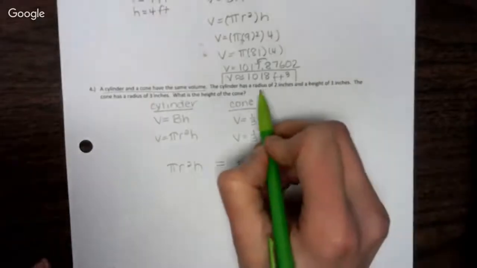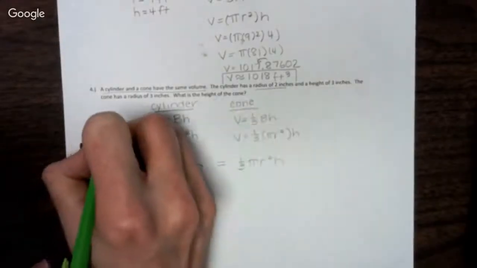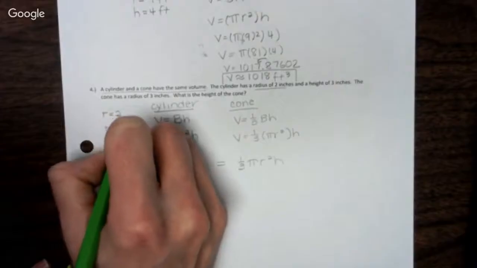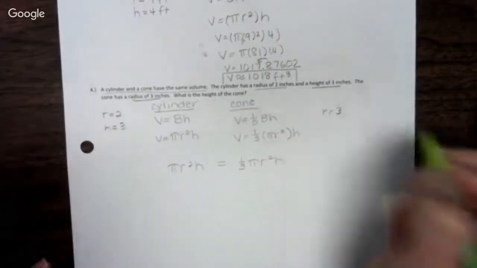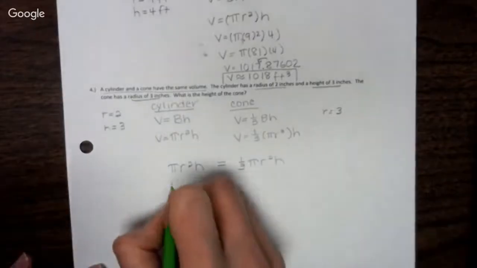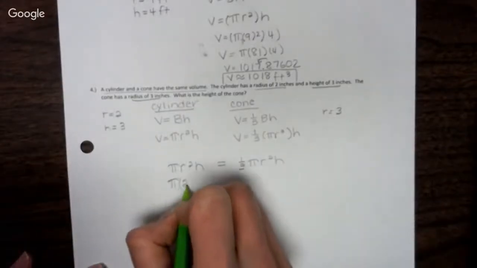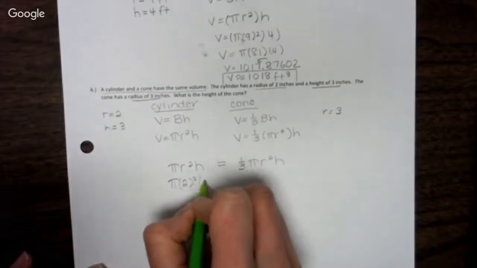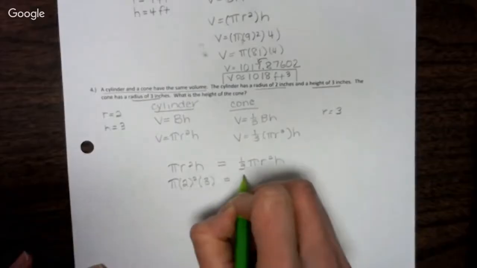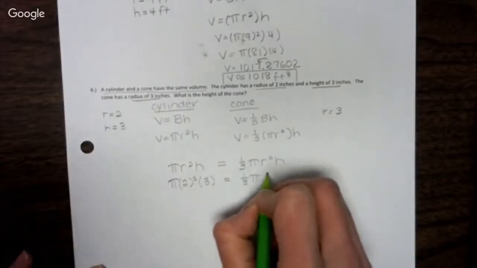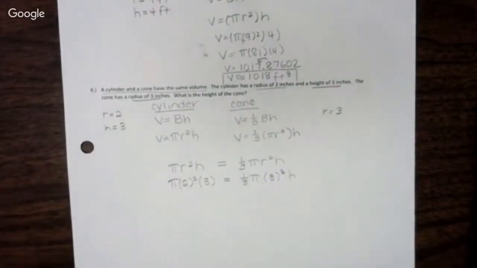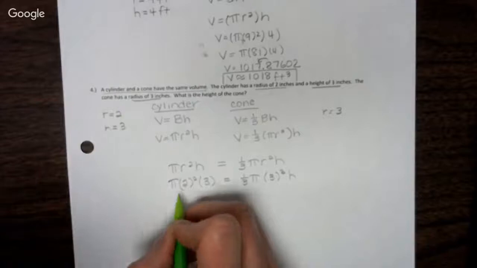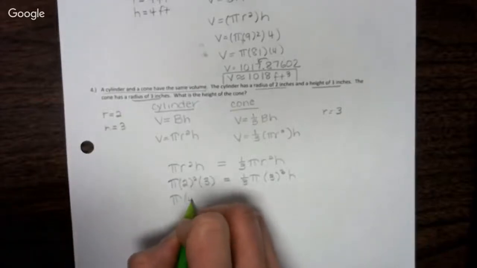So let's keep reading. It says the radius is 2 for the cylinder. The height is 3. The cone, the radius is 3. So let's substitute these in. So pi times the radius of the cylinder is 2. The height is 3. On the cone side, we have a radius of 3, and the height is unknown. So let's do some math. 2 squared is 4.